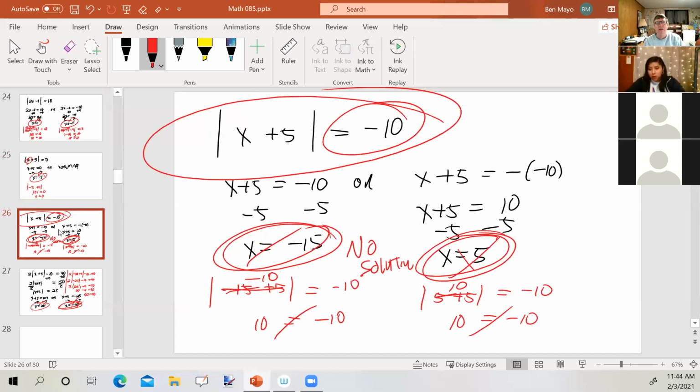If you have an absolute value set equal to a negative number, you aren't going to get any solutions, but you could go through and solve it, get the possible solutions, and then check them and see that they don't work.